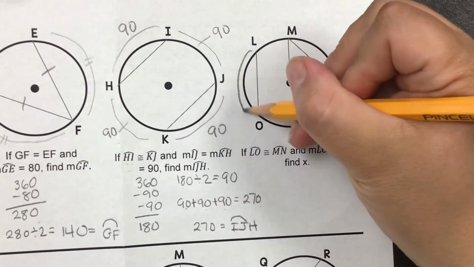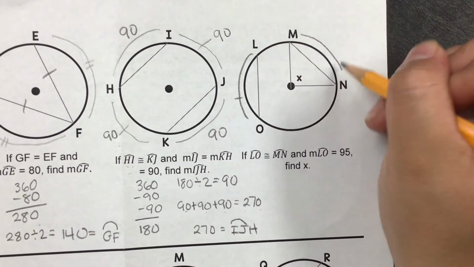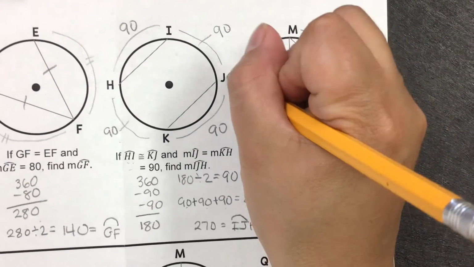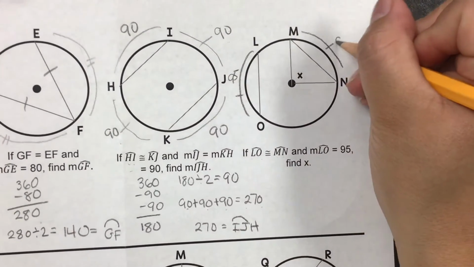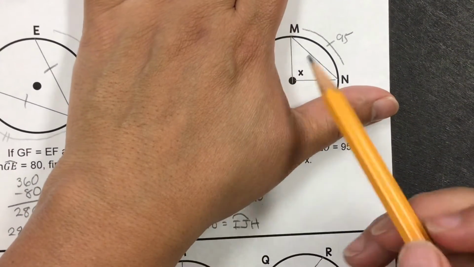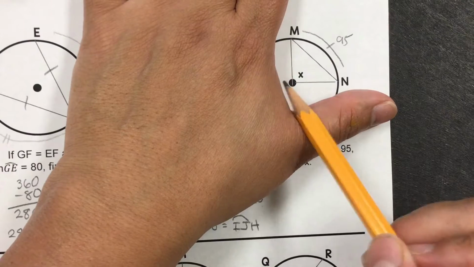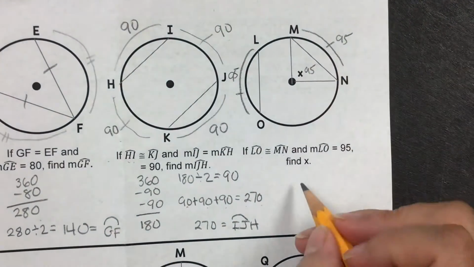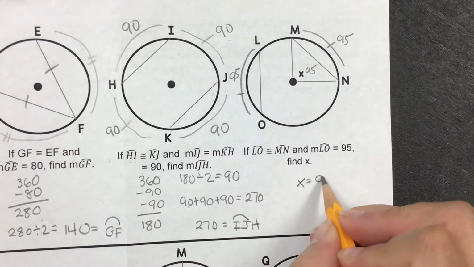That's the arc is equal to this arc right here. It also tells me that the arc measures 95. That means this one measures 95. Don't forget from yesterday's notes that a central angle measures an arc. That means this is also 95. So x equals 95.